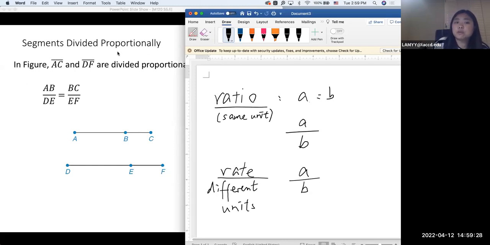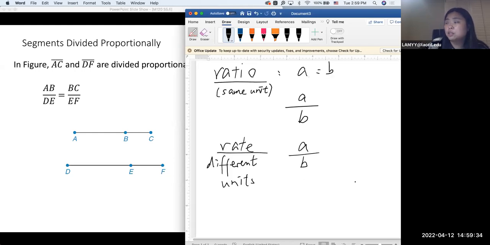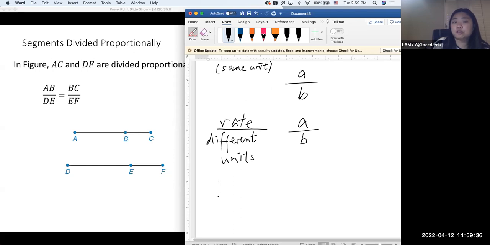Okay, and what is the meaning of proportion? Proportion is when two ratios or two rates are equal to each other. Like A over B equal to C over D. We call this the proportion.